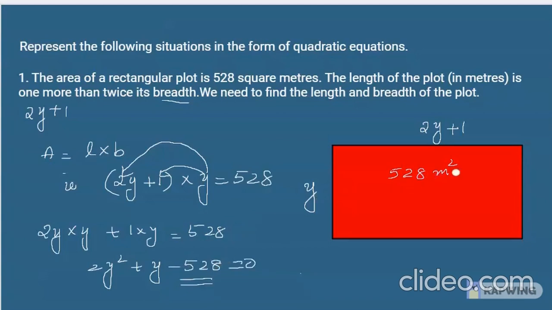Once again, the area is given as 528. Let us take breadth as y and the length is 2y plus 1, because it is given that the length of the plot is 1 more than twice its breadth. The rest is clear. Is it okay? Fine. Now let's move to the next question.